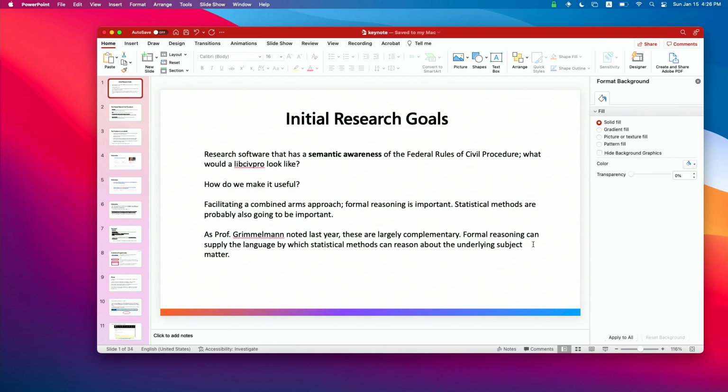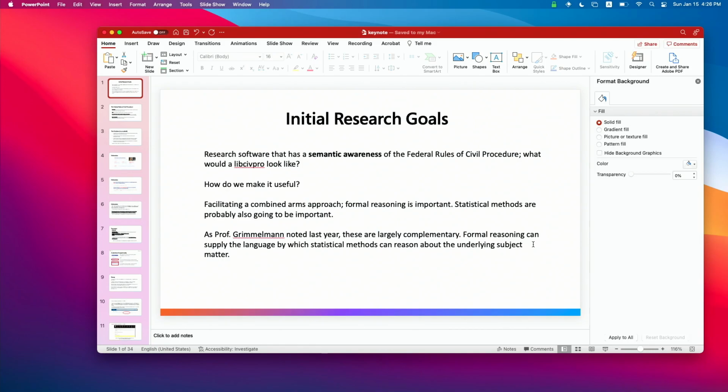The research goals, in a broad sense: if you had legal software that had a semantic awareness of the rules of civil procedure. There are plenty of things now, that I'll go over in a second, that have a syntactic awareness of the rules. The other big thing is, how do we make it useful? How do we prevent it from just being an artifact that you can go look at and throw pennies into? We also wanted to facilitate a combined arms approach to making things useful.